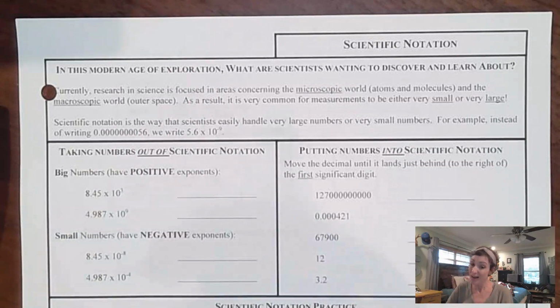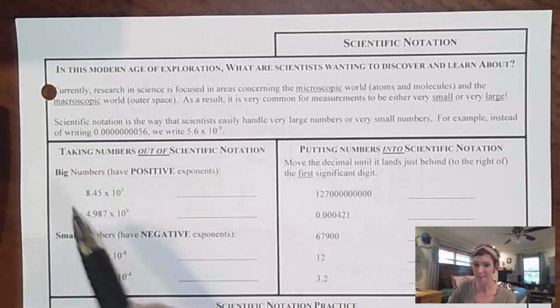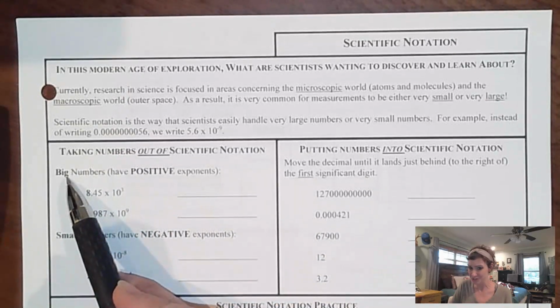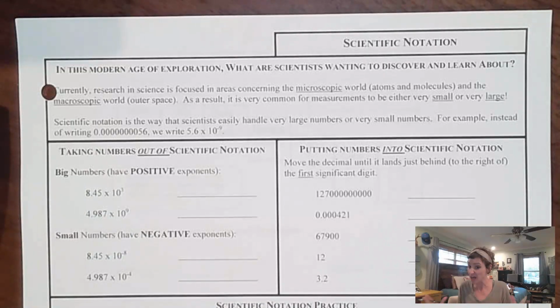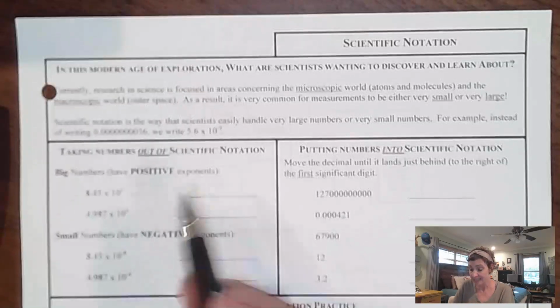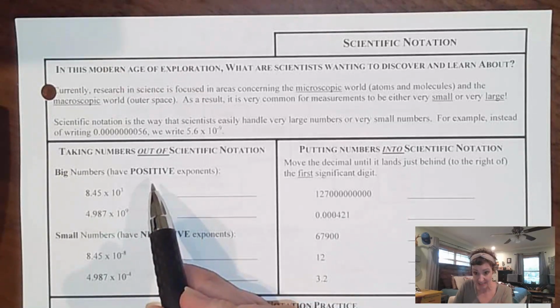Okay, so what I think about is, if you are a big number, meaning if that original number, if I popped it out of scientific notation, is a giant one, probably with a lot of zeros coming at the end of it, it's going to have a positive exponent.